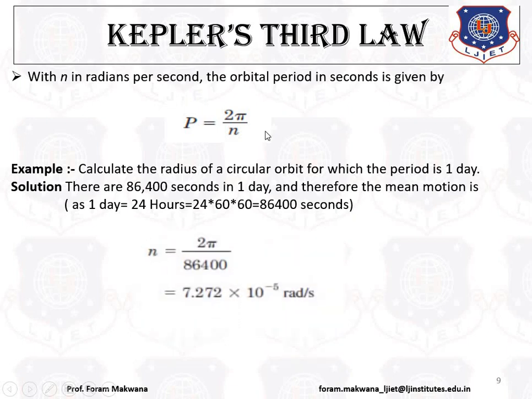So this is the value of period. So if we want to calculate the value of n, it is calculated with the help of this equation. n is equal to 2 pi upon P. The value of P is 86,400. So we will get n is equal to 7.272 into 10 raised to minus 5 radian per second.